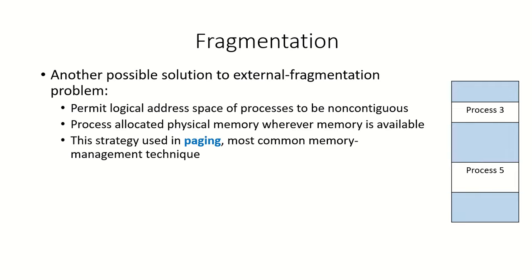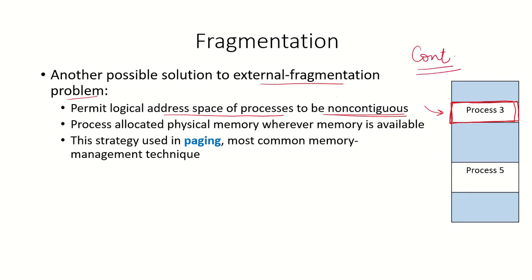Now another possible solution to this problem is that we allow the address space of the processes to be non-contiguous. That means right now we are giving one contiguous space to the process. We are not allowing it to be broken down into chunks. So if any process comes and let's say there is no hole which is large enough to fit that process, then it cannot be allocated because we are using contiguous memory allocation.